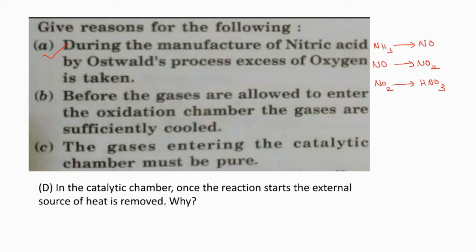What will be the ratio? Ammonia and oxygen will be in the ratio 1:10. You can just remember. Then read the next one.